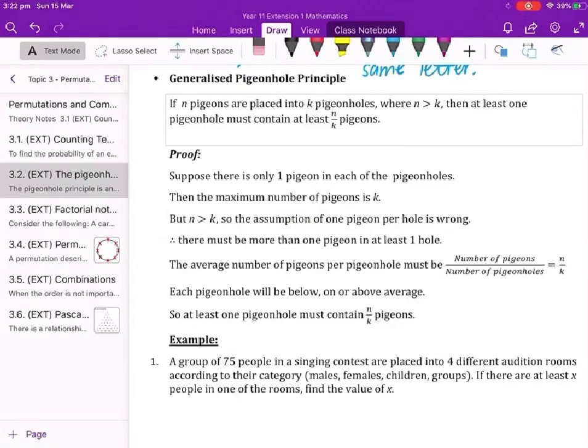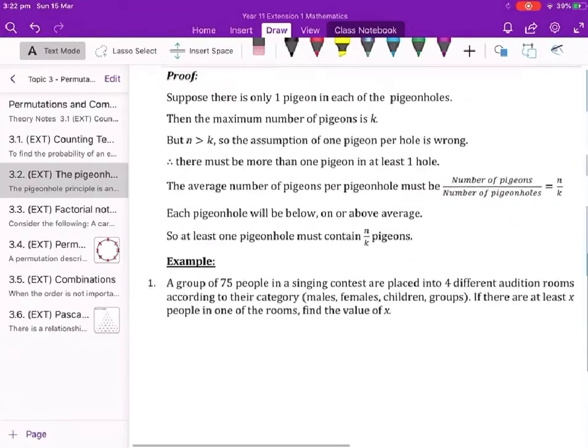The average number of pigeons per pigeonhole must be the number of pigeons divided by the number of pigeonholes, which equals n on k, where n stands for pigeons and k stands for pigeonholes. Each pigeonhole will be below, on, or above average, so at least one pigeonhole must contain n on k pigeons. Let's look at an example.